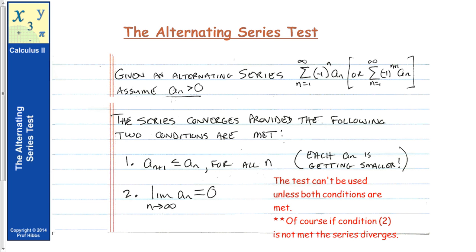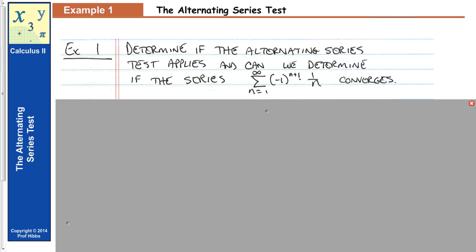Oh, let's look at an example. Determine if the alternating series test applies, and can we determine using that test whether the series converges. A little extra dot right there, that's n plus 1. That's not a factorial or an exclamation mark.